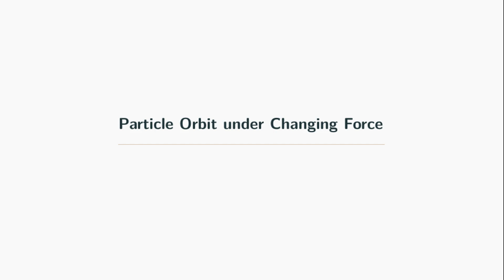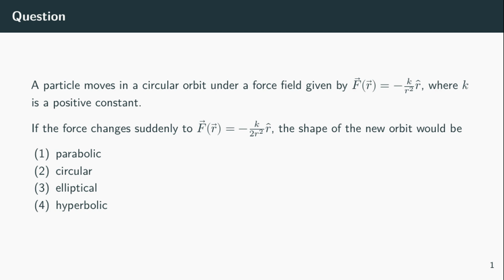Okay, let's talk about particle orbits when the force field changes. Here's the question we are looking at. Imagine a particle moving in a nice circular orbit under a force field given by F vector of r vector equals minus k over r squared r hat, where k is a positive constant.